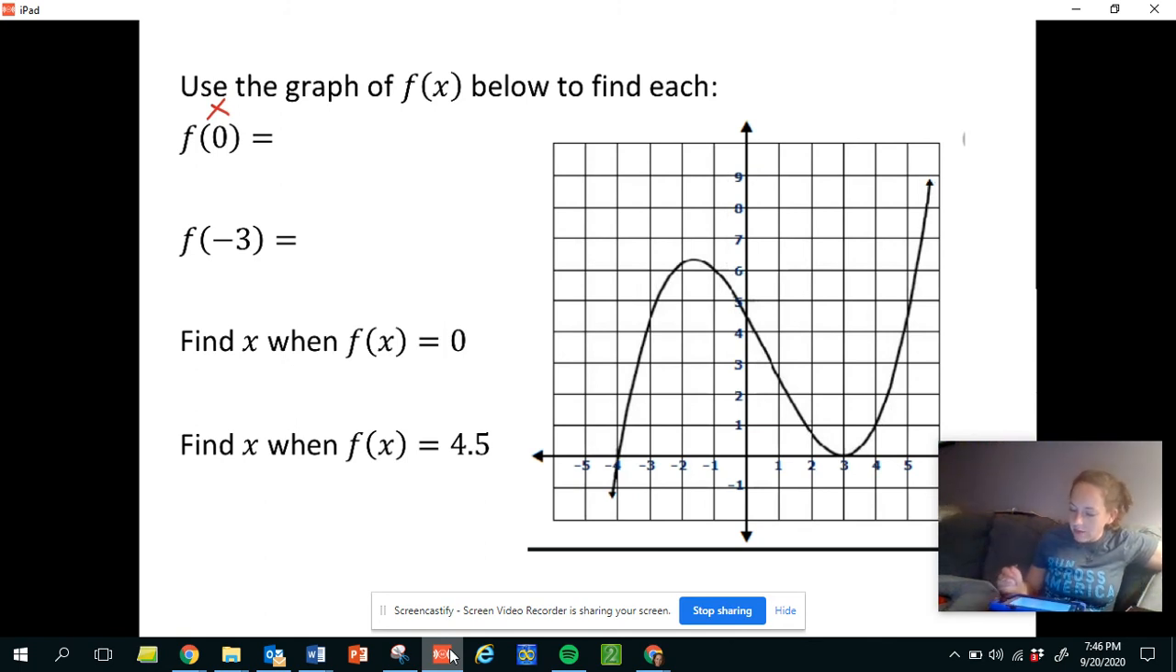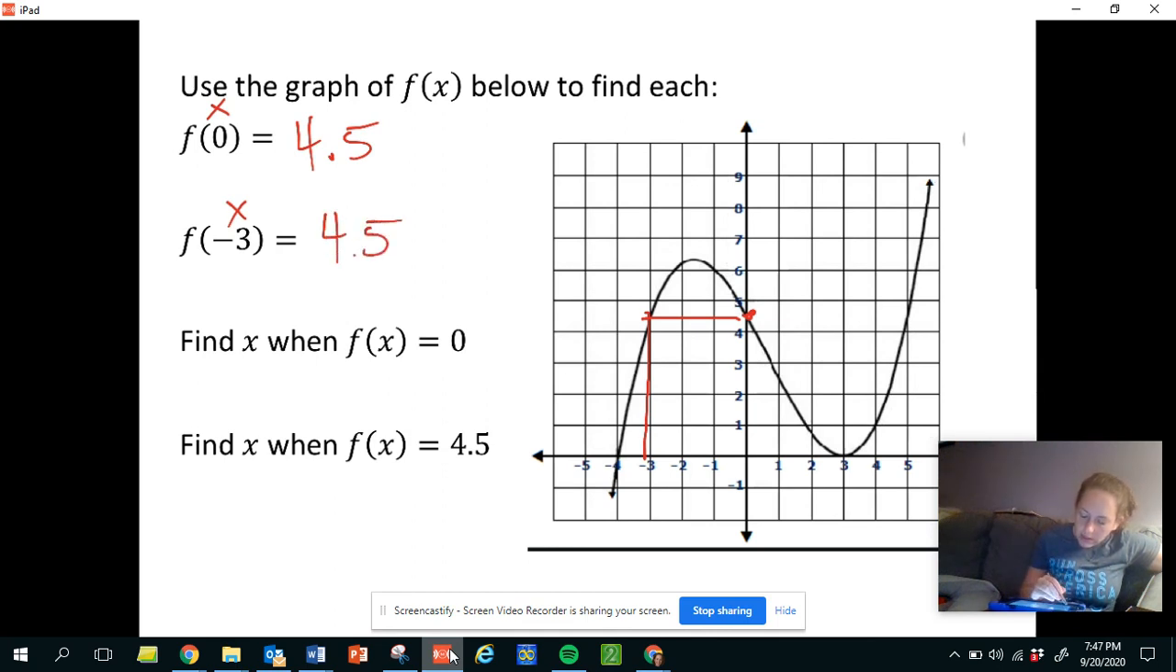So they gave me that x is 0. So I have to find the y value when x is 0. So x is 0 right here at 4.5. Next, they gave me an x where x is -3, so at -3, once again, y is 4.5.